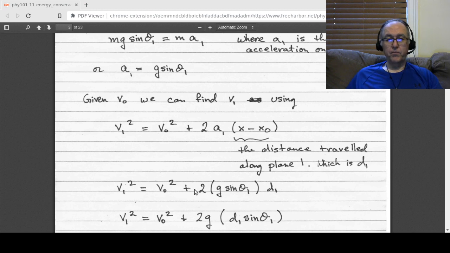Okay, now you'll notice I have the brackets around g sine theta 1 because that was the acceleration. But let me rearrange this. I can certainly do that because we're just multiplying some factors here.